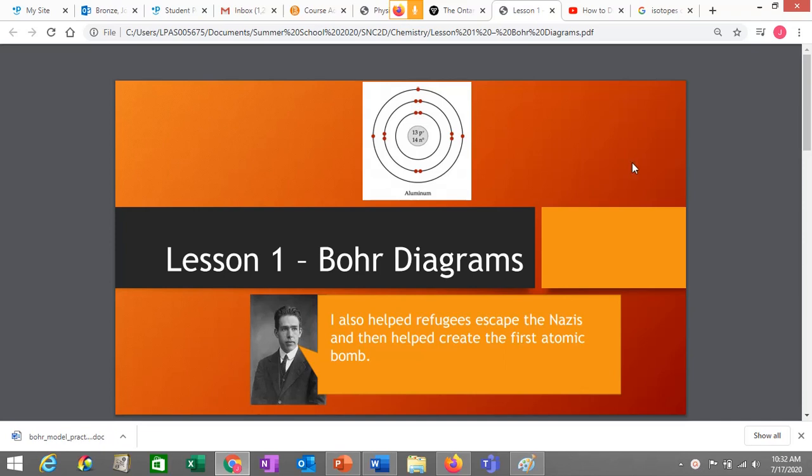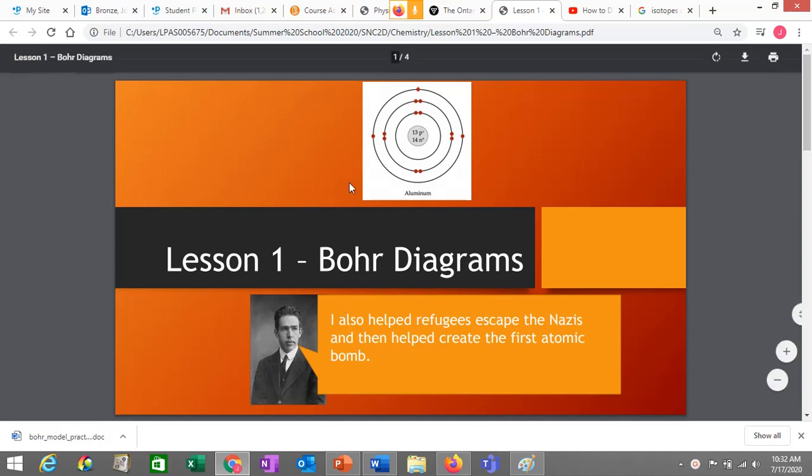Hi everyone. So this is our first chemistry lesson, and we're going to look at Bohr diagrams, which are sometimes called Bohr-Rutherford diagrams. Bohr is named after a scientist, Niels Bohr, who came from Denmark. Really interesting person. After he went on to create this model, he did other things.